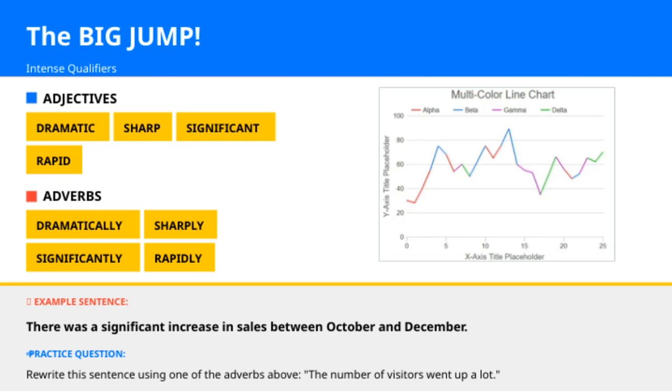Remember, this exercise connects directly to our overall theme of using language to describe data more vividly. By practicing how to replace vague phrases with precise adverbs, we're sharpening our ability to convey trends clearly and convincingly. So, think about which adverb best fits the context of a big increase, and you'll be well on your way to making your reports more compelling.